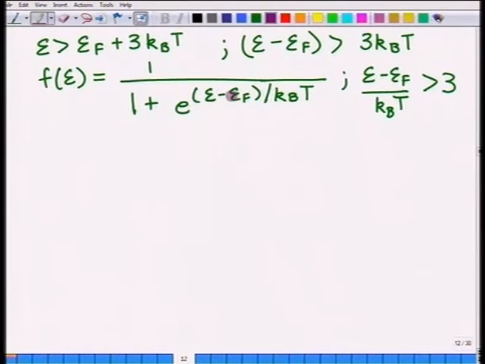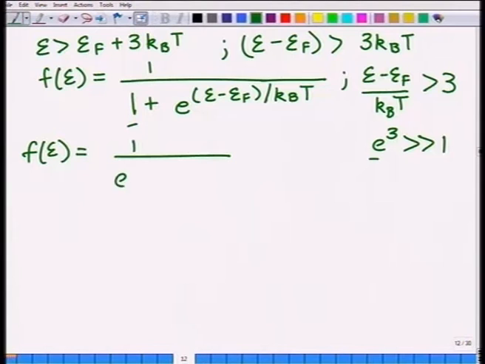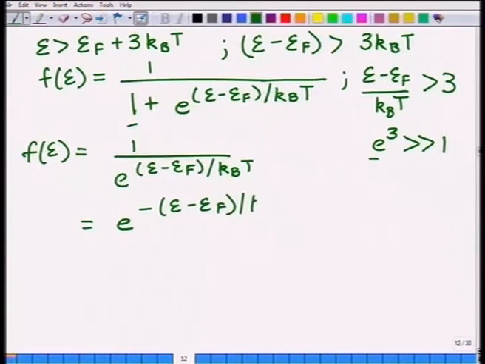In other words, this exponential is greater than e cubed. And if you think e cubed is much greater than 1, then I can neglect this quantity 1 in favor of e cubed, and in that case I can simply make the approximation and write this as 1 over e to the power (E minus EF) by kBT, which is equal to e to the power minus (E minus EF) by kBT, which notice is like a Boltzmann distribution.